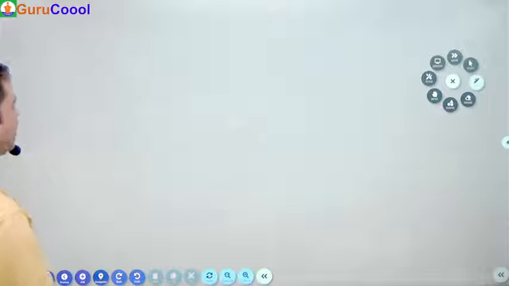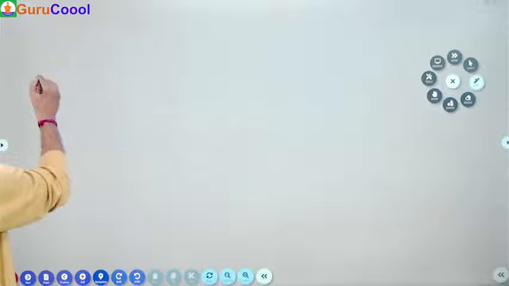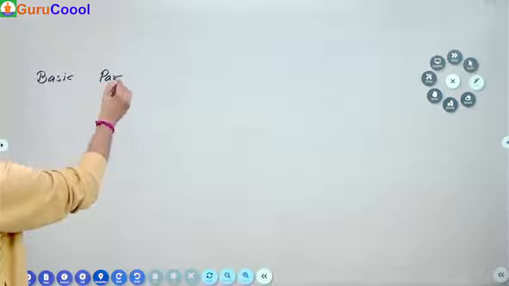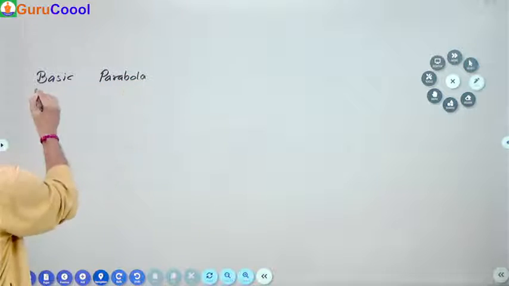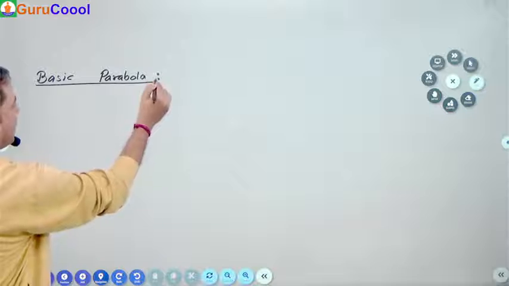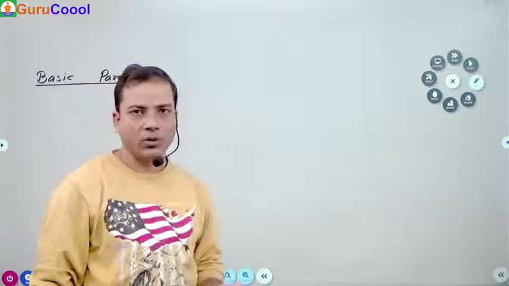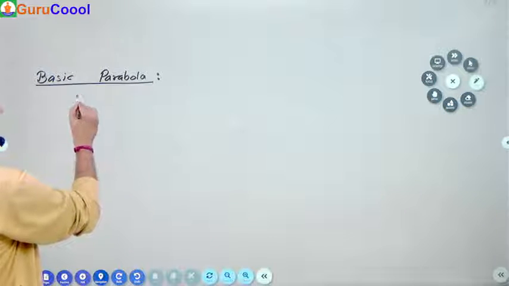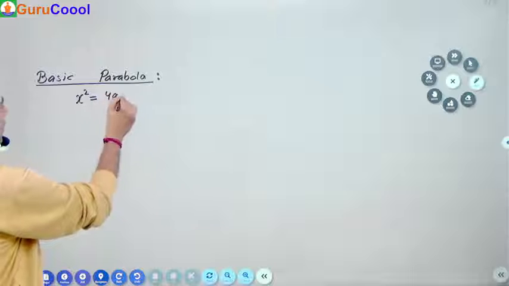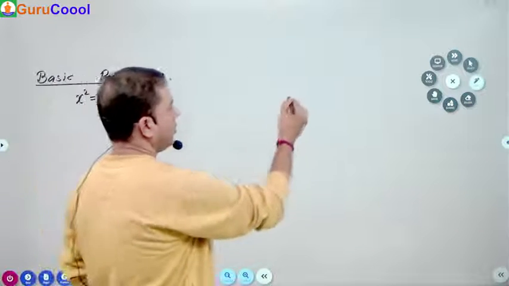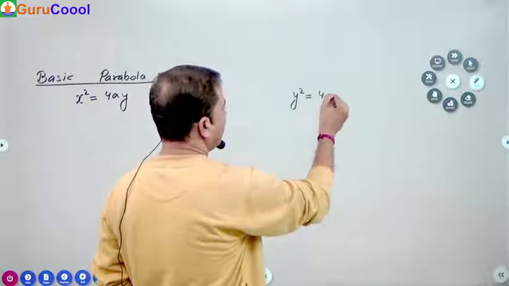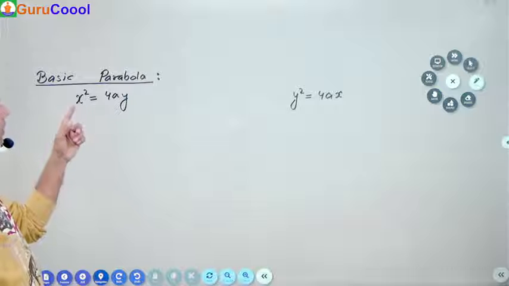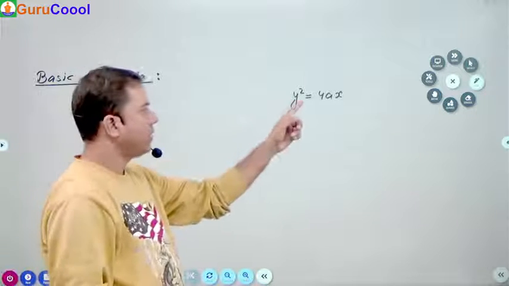Let's take now some examples. Basic parabola. What does it mean by basic parabola? Basic parabola is the parabola having vertex at origin. Very commonly used. X square is equal to 4ay. Y square is equal to 4ax. Square is over x, it will be vertical. The square is over y, it will be horizontal.